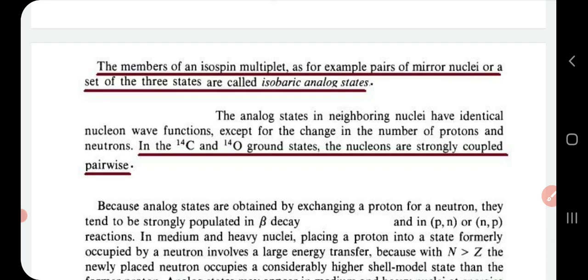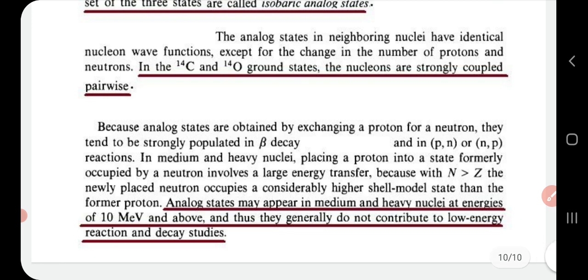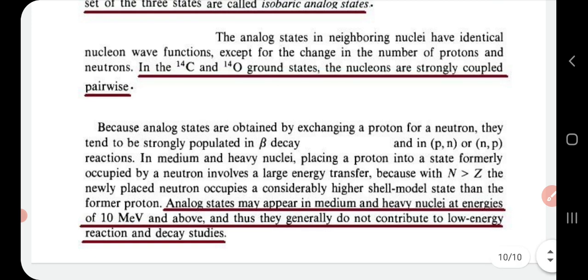Now the members of an isospin multiplet, as for example pairs of mirror nuclei or a set of 3 states, are called isobaric analog states. They have identical nucleon wave functions. Take carbon 14 and oxygen 14 ground states: the nucleons are strongly coupled pairwise. Analog states are obtained by exchanging a proton for a neutron, and they are strongly populated in beta decay and also in proton-neutron or neutron-proton reactions.